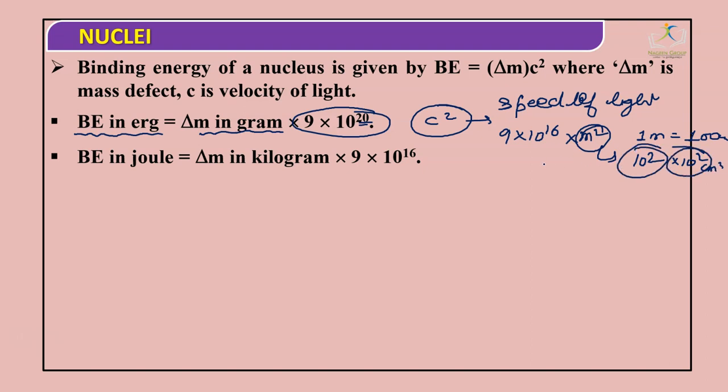10 to the power 2 times 10 to the power 2, what does it come to? 10 to the power 4. So 10 to the power 16 plus 4, that's why I wrote 20 here. I hope you understood, students. So this is the CGS term which we are taking over there.